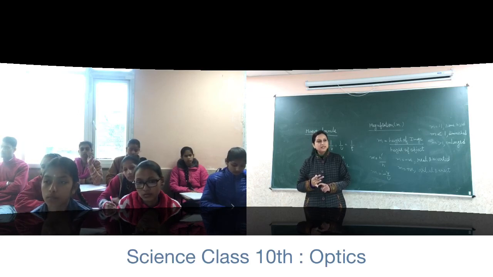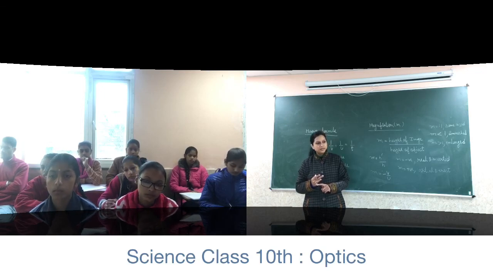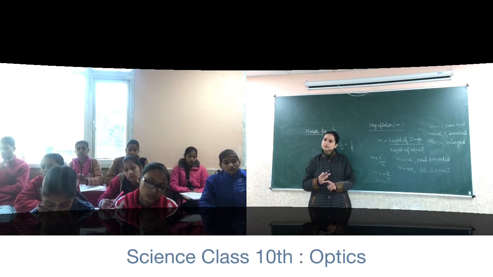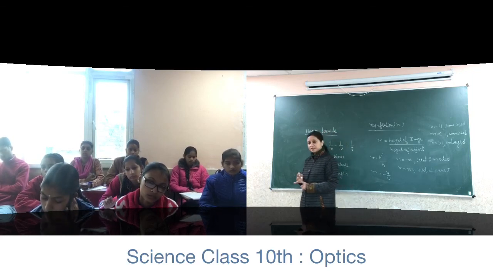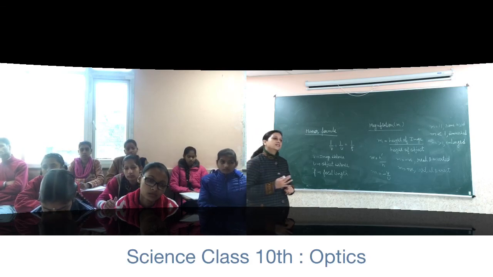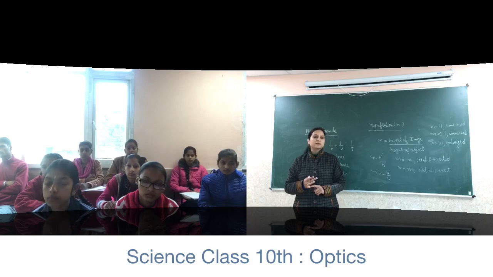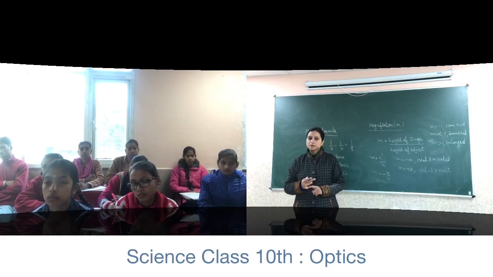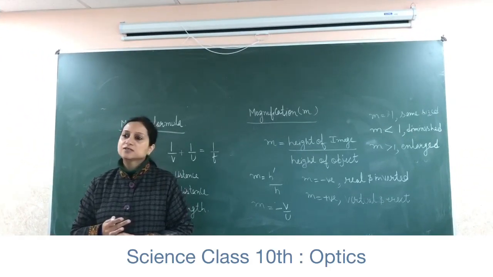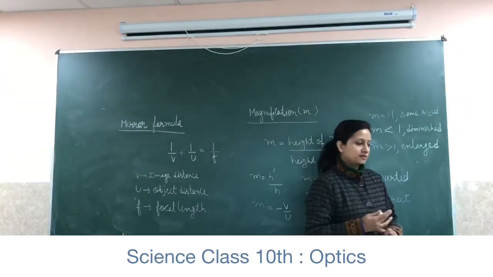If the magnification is negative, the image is real and inverted. If magnification is positive, the image is virtual and erect, right? If magnification is 1, the size of the image and object is the same. If magnification is greater than 1, the image is enlarged, and if magnification is less than 1, the image is diminished in size, right? So this is all about the mirrors, the mirror formula and the magnification. Now we'll do the numericals based on this. So let's start with the practice, numerical practice.